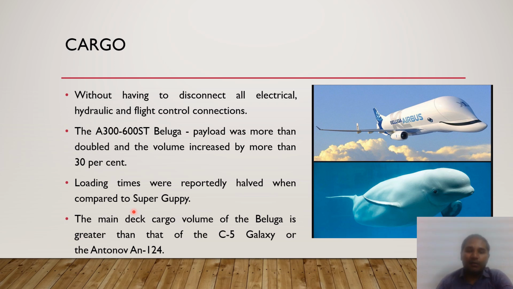The main deck cargo volume of the Beluga is greater than that of the C-5 Galaxy or the Antonov AN-124, but it is still lesser than the Antonov 225. So this increased capacity of cargo carrying is an enormous improvement in the load carrying capacity of an Airbus design.